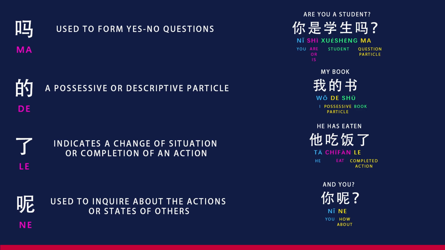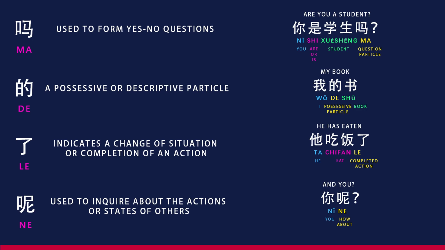Dear learners, the first 3 particles should be familiar as we've encountered them in many examples in previous lessons. Let's quickly recap. In the first example, 你是学生吗? It's like saying, are you a student? The question particle ma is used to turn it into a question. In the second example, 我的书, the da is a possessive particle indicating that the book belongs to me. The third example, 他吃饭了, la indicates a completed action, signifying that the person has finished eating. And finally, na is often paired to ask about reciprocal actions.